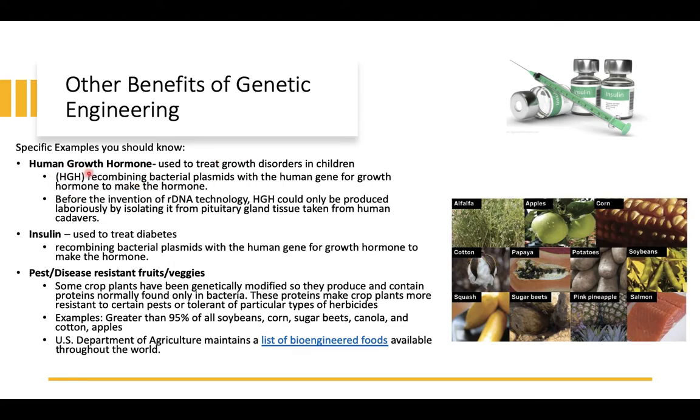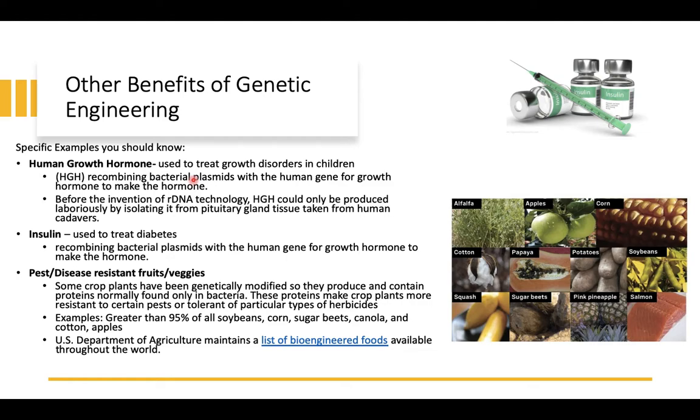Human growth hormone is used to treat growth disorders in children. You can make, if you want to call it synthetic, genetically engineered human growth hormone by recombining the human gene for growth into a bacterial plasmid. And then that bacterial plasmid will make millions of copies of itself, and then you have a fast and efficient way of producing the hormone.